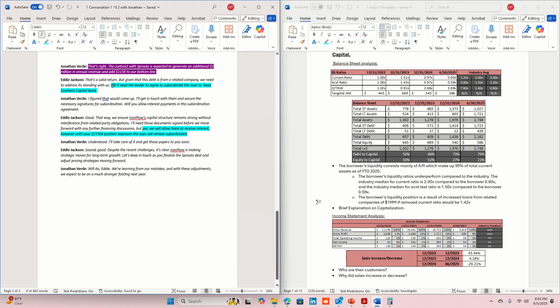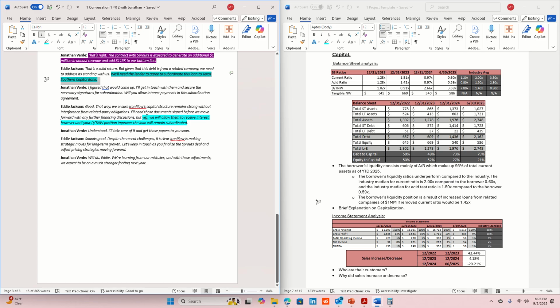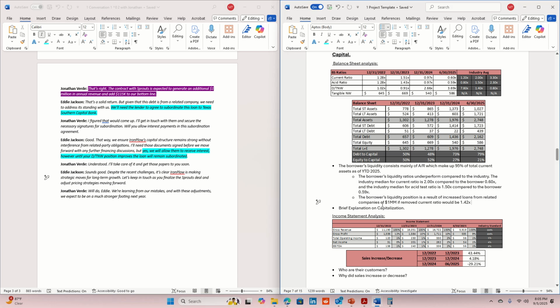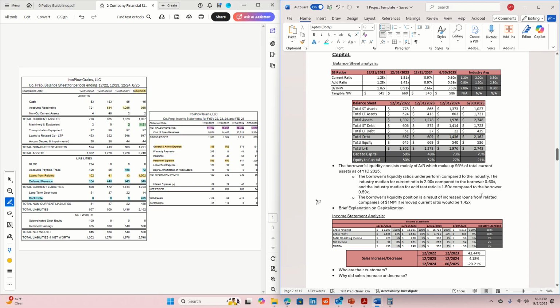And then Eddie suggests, hey, why don't you subordinate that to us? And he agrees and says, oh, I figured that would come up. We'll allow the subordination, right? He'll allow it. He wants to subordinate it. And Eddie says, yeah, we'll allow you to get interest on that, but while it's subordinated to us, it's under our discretion. So the reason why I'm adding that back in is because they're subordinating it to us. And I'll explain how subordination works once I finish making the statement.